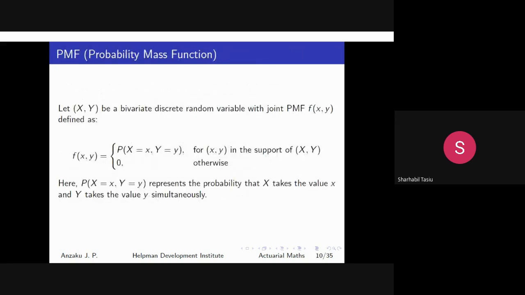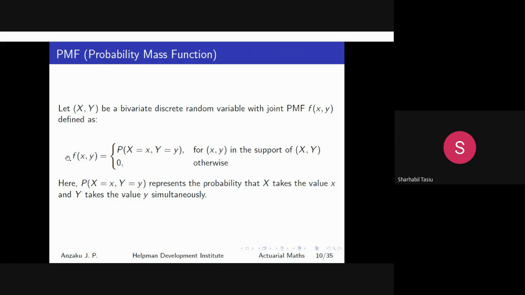Now, the PMF. PMF means probability mass function, and we use PMF for the discrete case. Let the random variable (X, Y) be a bivariate discrete random variable with joint PMF f(x, y). Now, just be watchful. You see that we are using small letter f here. That's to represent the PMF. When you see capital letter F, it represents the cumulative. I'm sure we have talked about this in some previous classes.